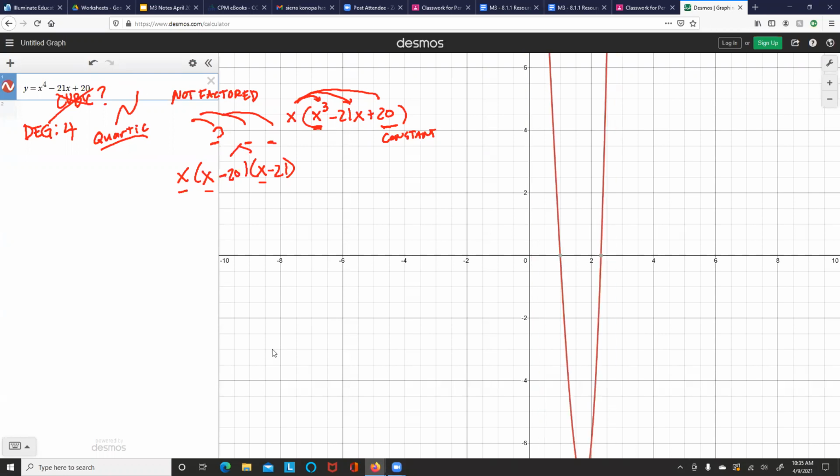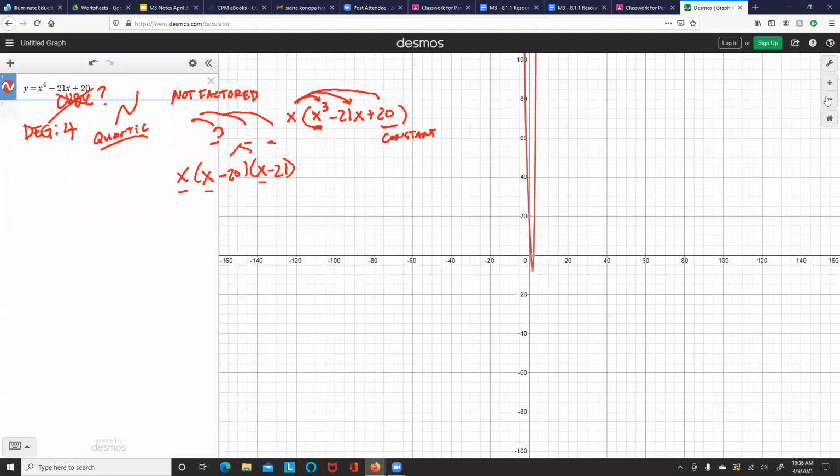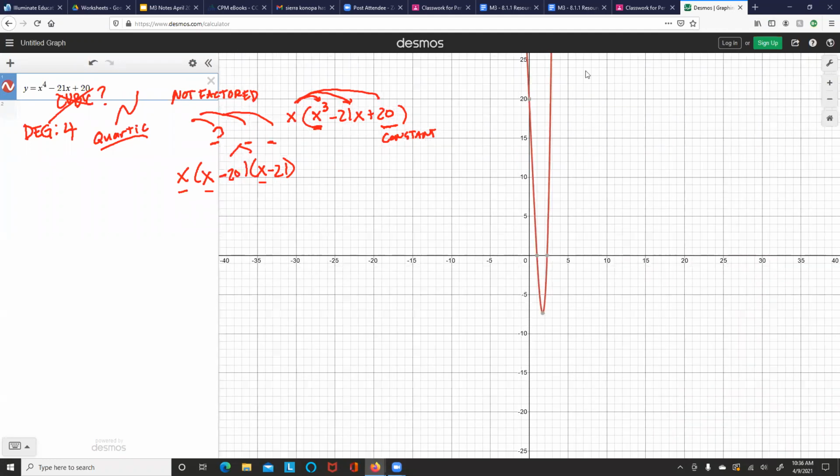So let's zoom out. Ah, it looks like a parabola. Yes, x to the 4th graphs do look like parabolas, but they're usually a little bit more squared off. This one does look like a parabola. Oh wait, there was an x at the end of ours, right? Gosh, I'm forgetting. Was it x squared or x?